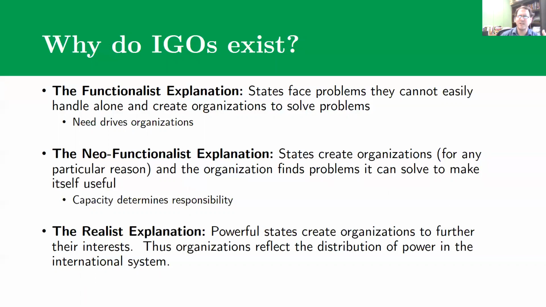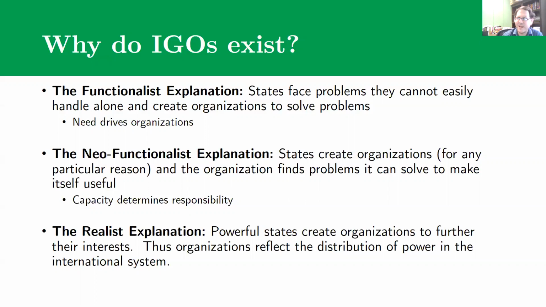And so the neo-functionalist explanation says you just create an organization, you throw some resources at it, and people will figure out how to make that organization deliver value. And so we keep these organizations around because they keep finding creative ways to make the international system work a little bit better. And the more capacity that these organizations have, the more they're going to be able to do to continue to prove their usefulness to states.